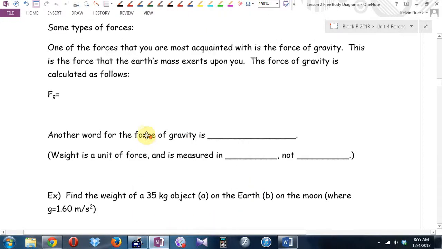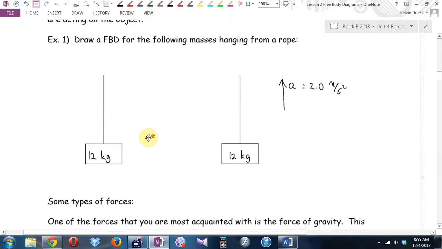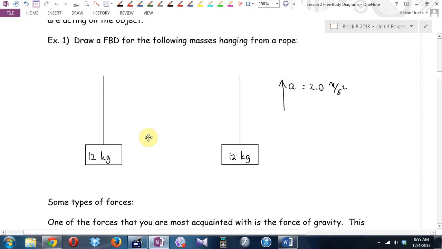Example 1 says, draw a free body diagram for the following masses hanging from a rope. So we have two 12-kilogram masses hanging from a rope. One of them, the one on the left, is just standing still. The one on the right apparently is accelerating upwards at 2 meters per second squared. You with me? All right. So if I'm drawing a free body diagram for the one on the left, what I will do is I will represent the mass with a dot.